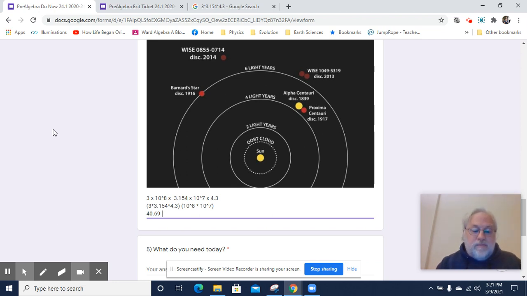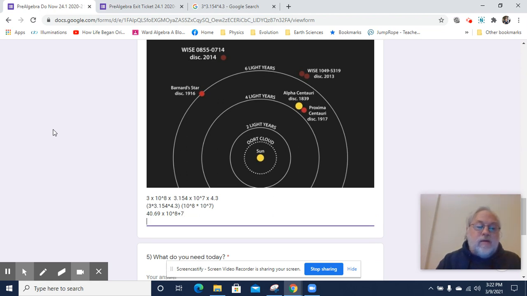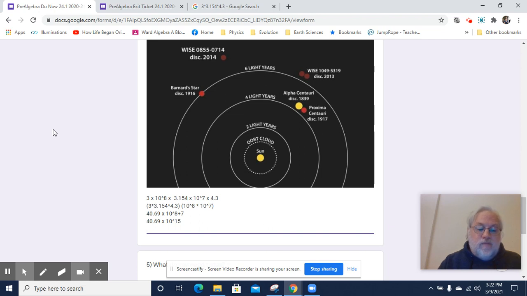And then over here, I'm going to be doing 10 to the 8 plus 7. And then I'll simplify that. So 40.69 times 10 to the 15th, since 8 plus 7 is 15. And now I've got to make 40.69 10 times smaller, so 4.069 times 10 to the, this has got to be 10 times bigger since I made the other one smaller, times 10 to the 16th meters.